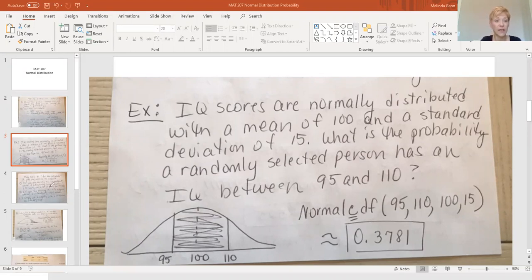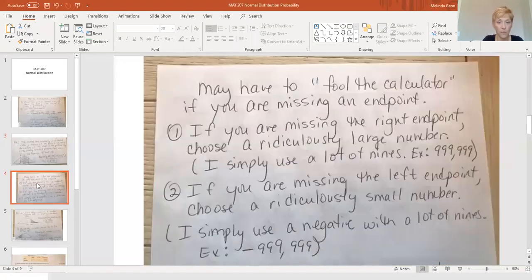Now, look at this. There are a couple of times you're going to have to what I call fool the calculator, okay? So let me stop that for a second and change slides for you. Now here's what I mean by fool the calculator. Sometimes on your shading, you're going to be missing your right endpoint, and sometimes you're going to be missing your left endpoint.